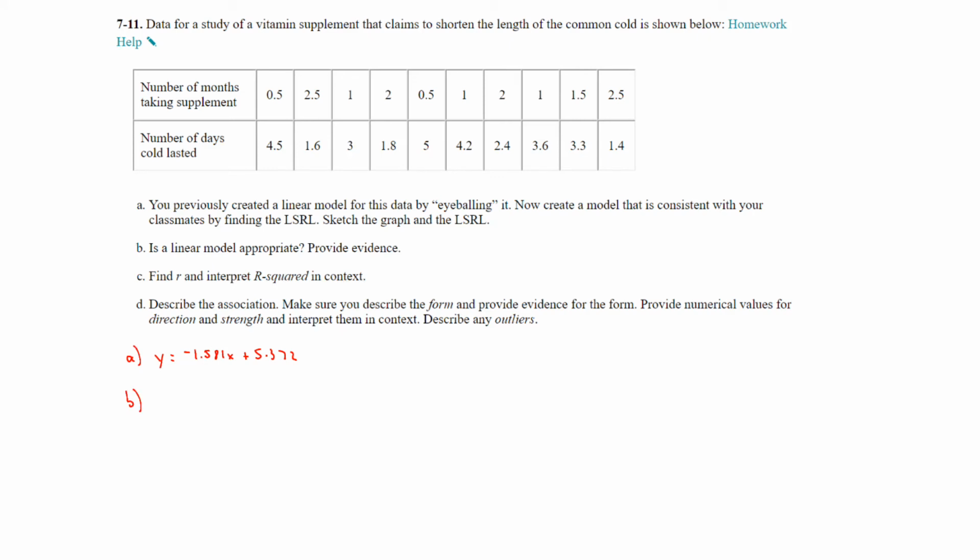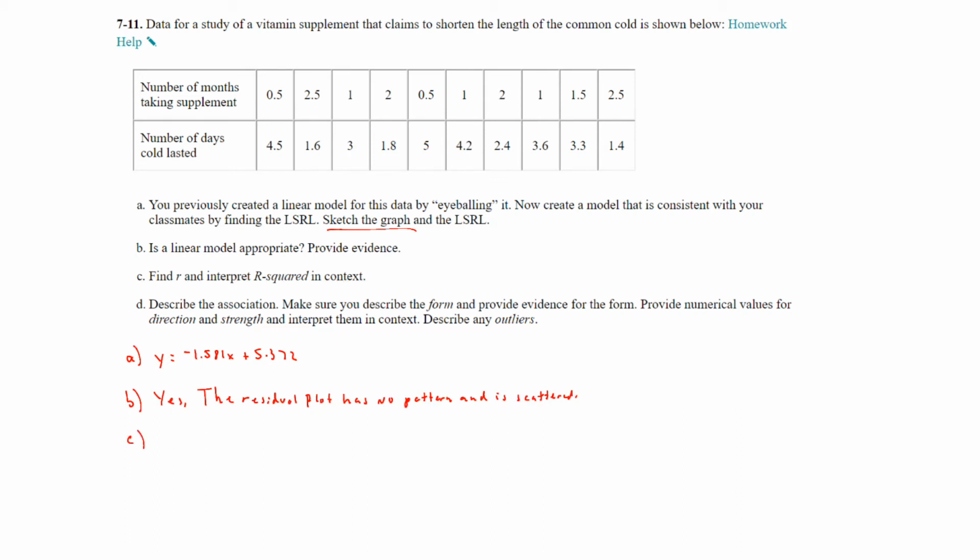And then also sketch the graph. Is a linear model appropriate? Provide evidence. So when you look at the residual plot, there is no apparent pattern. So therefore, yes, the linear model is appropriate.